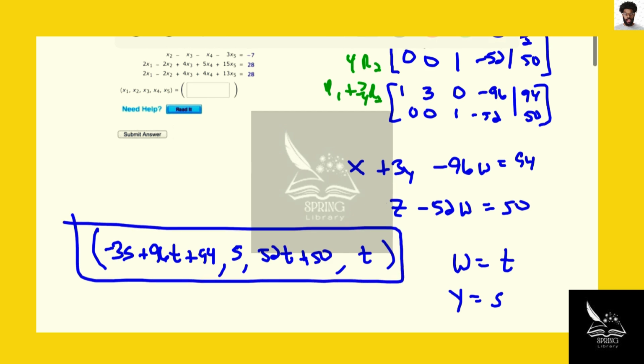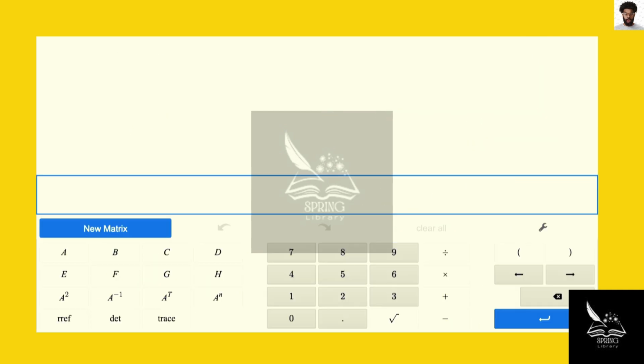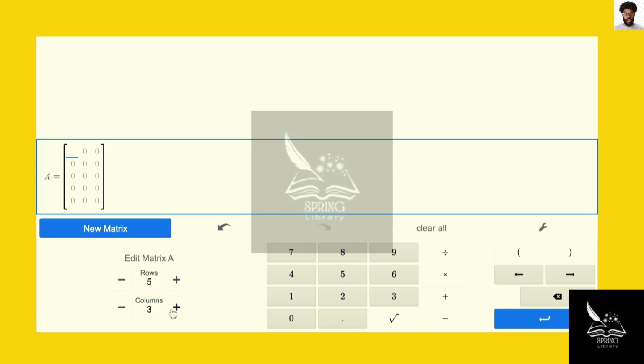In the second one, we're going to use a calculator, the Desmos matrix calculator, and we would want to create a new matrix. This matrix would need to be 5 rows, 6 columns, with the elements. From the first row, 1, negative 1, 2, 2, 6, 13. Second row would be 3, negative 2, 4, 4, 12, 27.